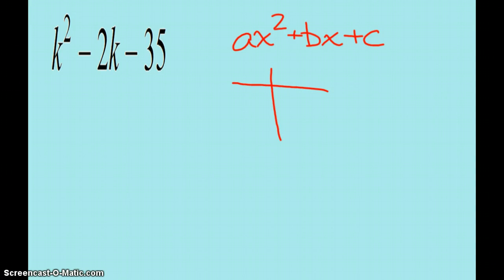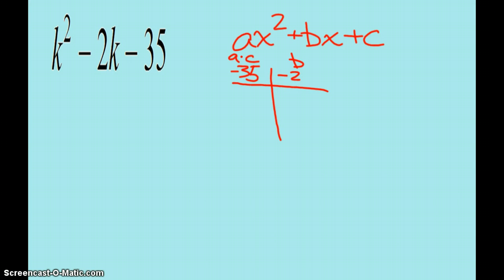In the upper left corner, it's called the AC method because we put a times c. And in the upper right corner goes our b. I look at my polynomial here, and I've got a 1 for a and a negative 35 for c, so it's 1 times negative 35, which is negative 35. And my b is negative 2, so that's going to go on the other side. So this is the first step in the AC method.